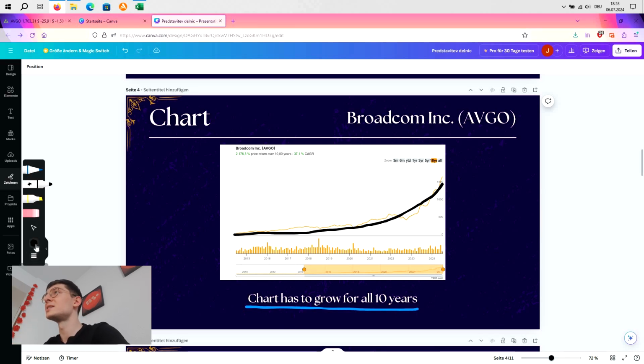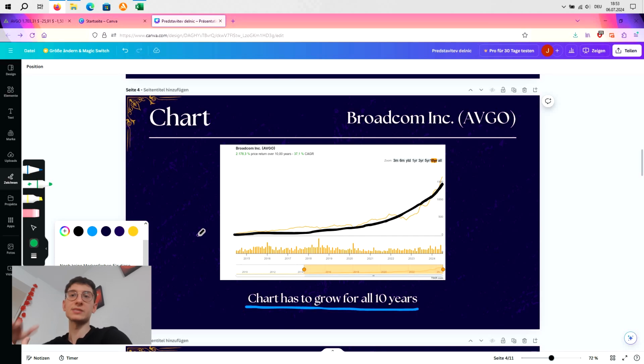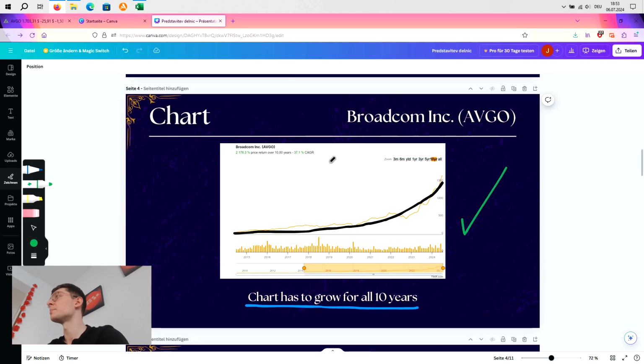Because why is this important? We want to invest in companies that are growing exponentially. We want to invest in companies that are constantly growing, and how can we see if they are growing or not? We draw an exponential line and then we compare it with the actual stock price, okay? And here you can see that the orange line, which is the stock price chart, actually perfectly follows that growth line. So this is very good to go, okay?